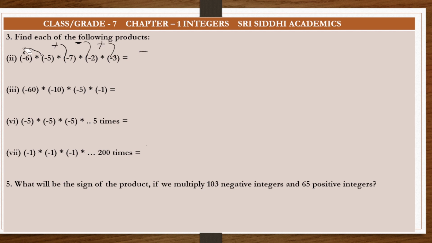So I'll erase this because this is just for explanation. Now we know the answer is going to be negative. Just multiply the values. 6 5s are 30, 30 7s are 210. 210 into 2 is 420. 420 into 3, that is 1260, and it is minus 1260.